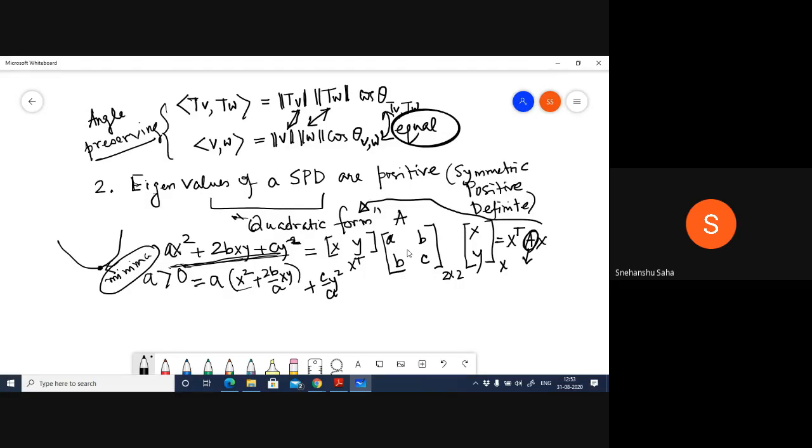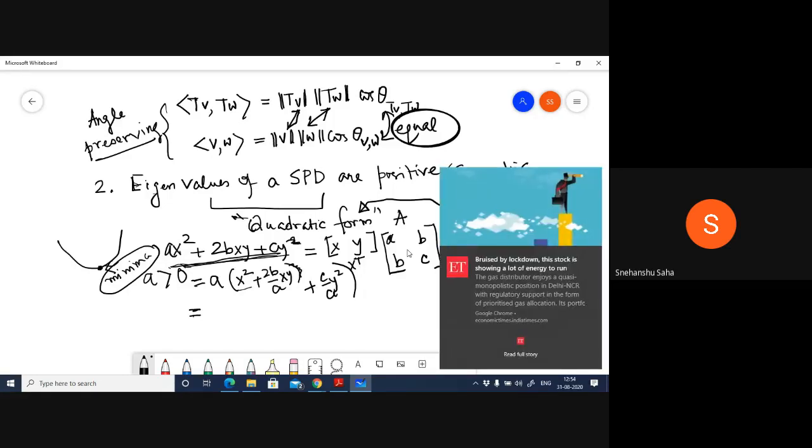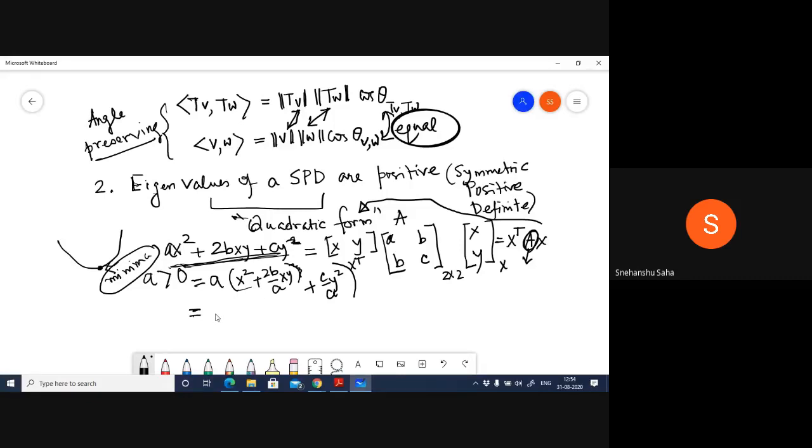I'm sorry, you ignore this parenthesis here. Now, what I'm trying to do, can anybody guess what I'm trying to do? Anyone? Nobody? I'm trying to complete a square.